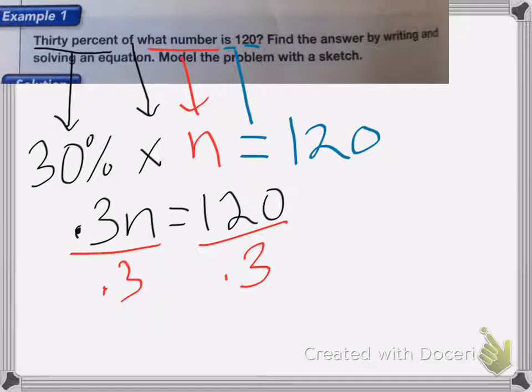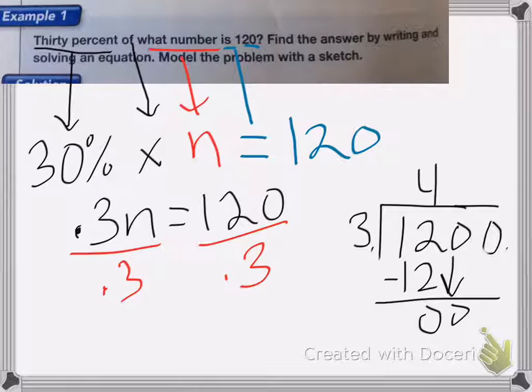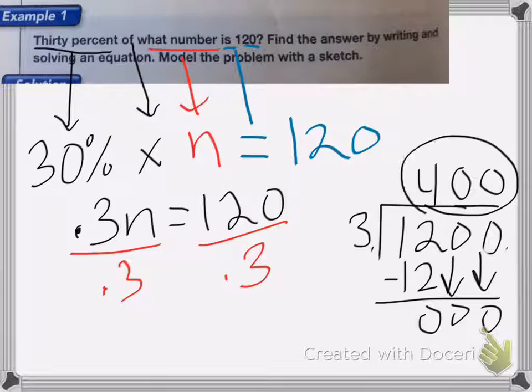Okay. So I'm going to divide 120 by 0.3. I can't divide by a decimal, so I need to move the decimal place over once on both sides. So I end up with 1,200 divided by 3. 3 goes into 12 four times, that's 12. Subtract it, bring down the 0. 3 goes into 0 0 times, bring down the other 0. 3 goes into 0 0 times. So 30% of 400 is equal to 120.